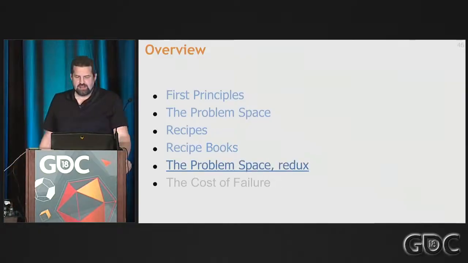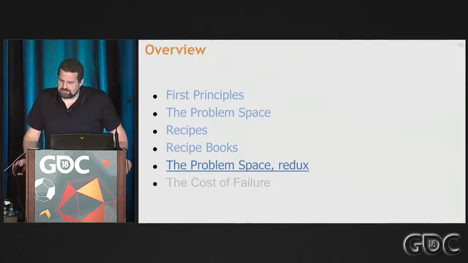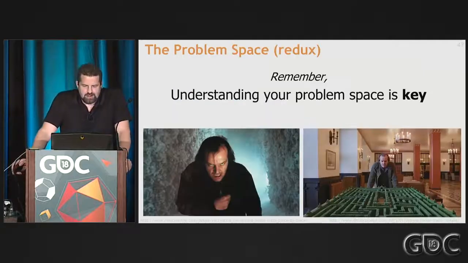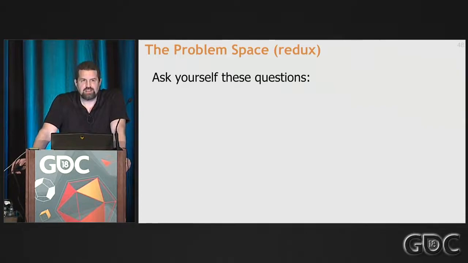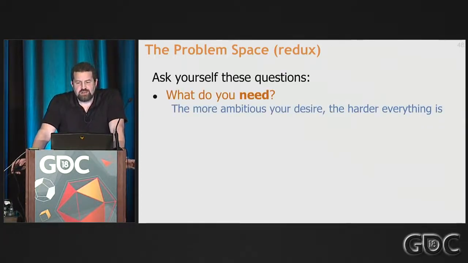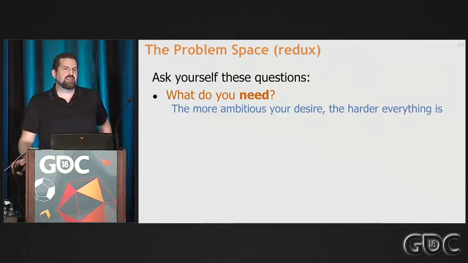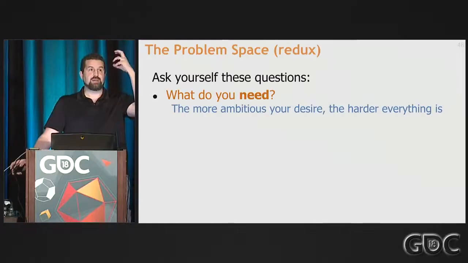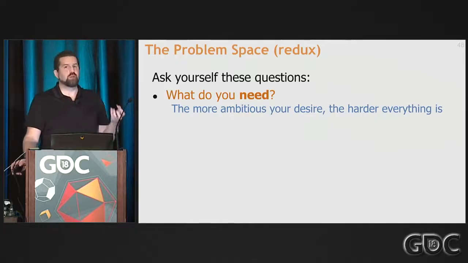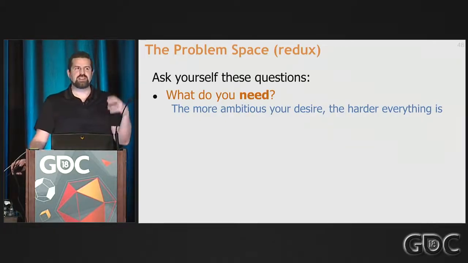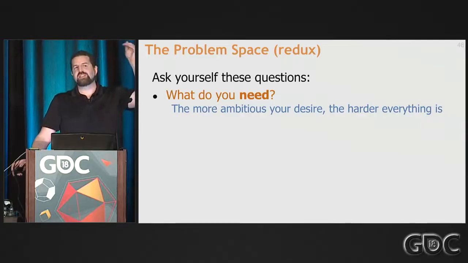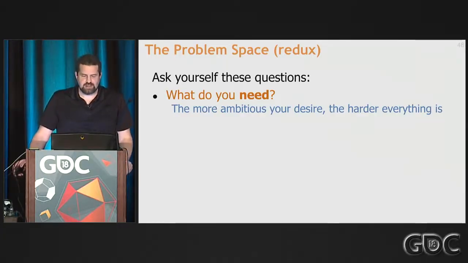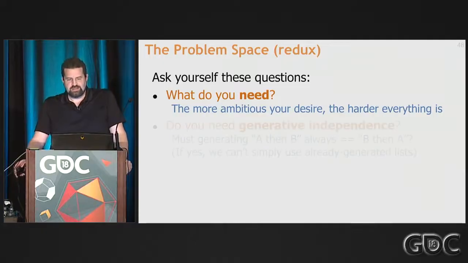All right, so returning to the problem space. Remember that understanding your problem space is key here, right? So ask yourself these questions. What do you need? We're going to talk about this more in the last session today, but in general with PCG, it's very easy to get glitter lust, right? And think overly ambitious about what you want to accomplish. I could have all this stuff and it could do this and it could do this. But there's this sort of exponential difficulty and cost to some of those things. And so you have to be really careful about asking, what do you need?